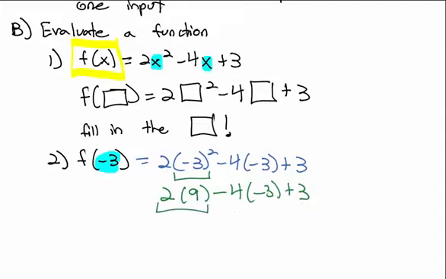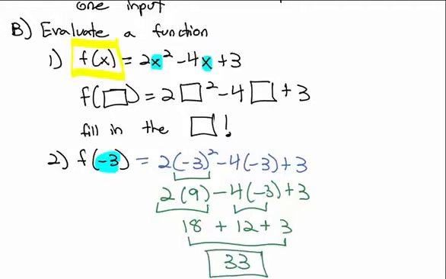And then we can multiply. 2 times 9 is 18. -4 times -3 is plus 12, plus another 3. When we add that together, we're going to get 33. So we say that f of -3 is equal to 33. In other words, when negative 3 goes into the function, 33 comes out.